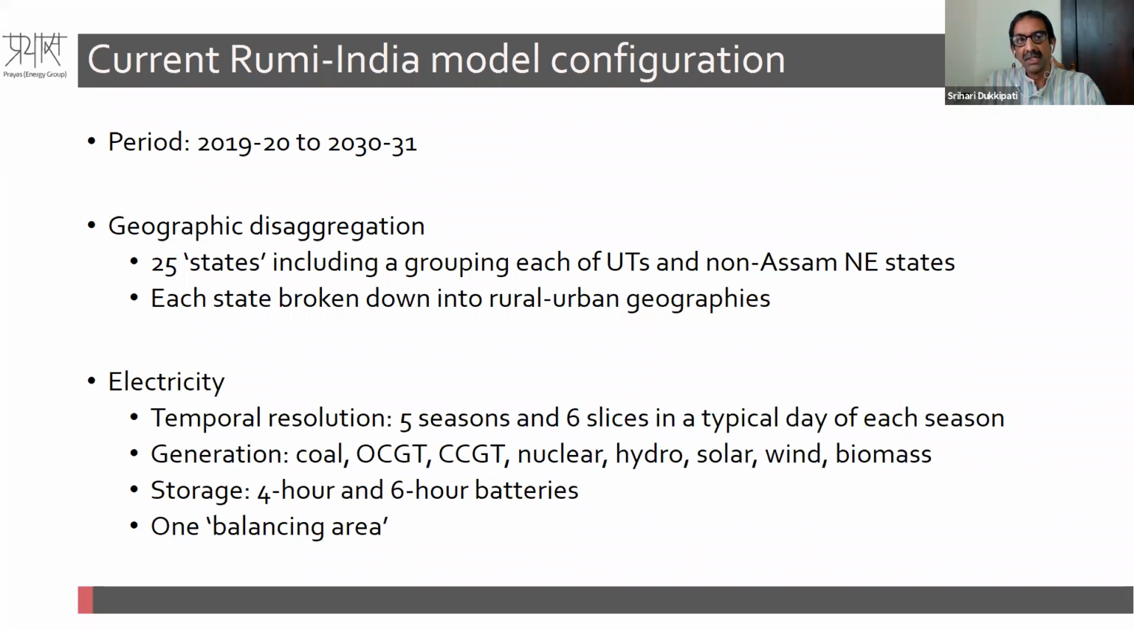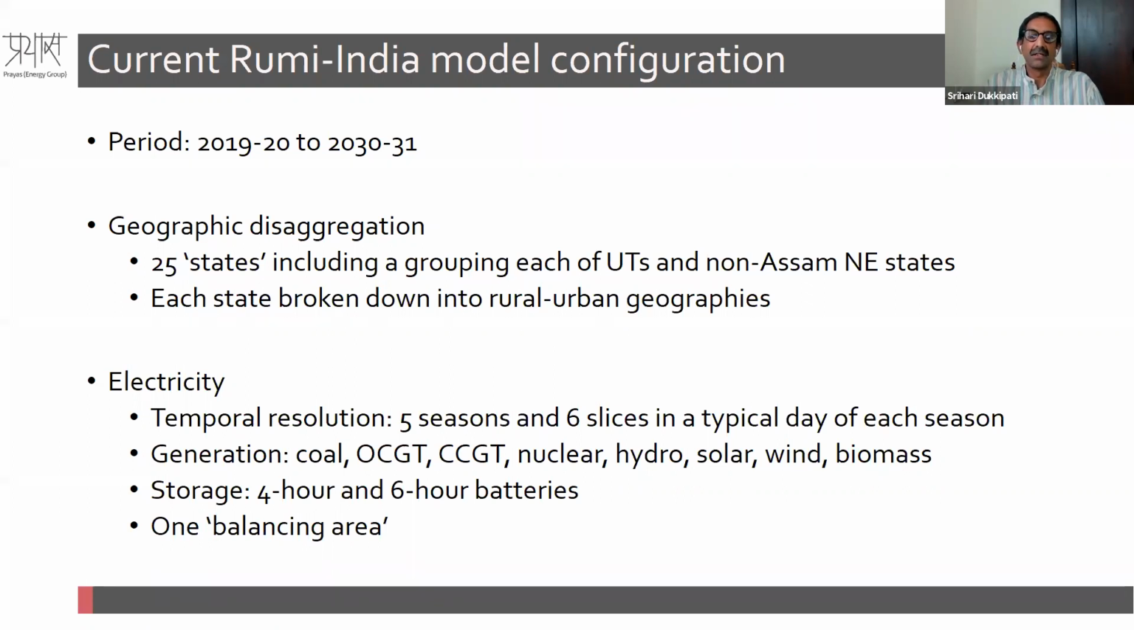With respect to electricity, we have a temporal resolution of 5 seasons: the usual summer, monsoon, autumn, winter, and spring, and then 6 day slices for early morning, midday, afternoon, evening, and night. These are the typical days of each season that are modeled. With respect to generation technologies, we have coal, open cycle gas, combined cycle gas, nuclear, hydro split into small and large hydro, and solar, wind, and biomass. Storage is specified as 4-hour and 6-hour batteries.